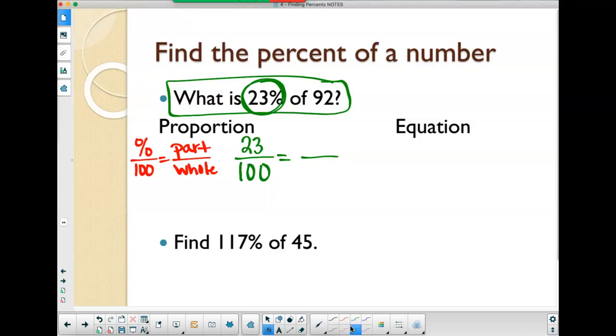And then I have to decide where the 92 goes. Should the 92 go on the top or the bottom? Some of you are pointing down, and I would agree because it says of 92, and of goes on the bottom. So 92 goes on the bottom, we're going to put an X on the top. Okay, so to solve this, we multiply the two numbers on the diagonal, 23 times 92, and then divide by 100.